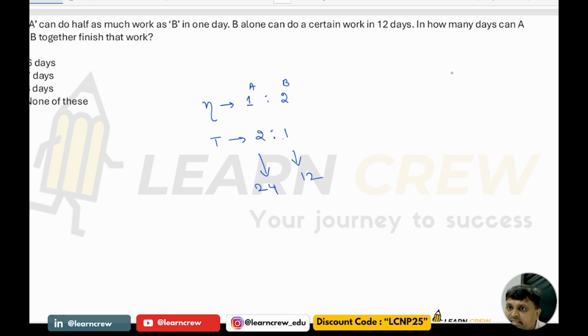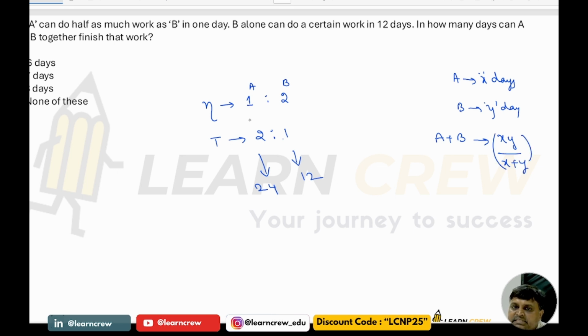Now in how many days A and B together can finish a work? Now I am giving a shortcut. See, A is doing a work in X time and B is doing a work in Y time. Then both together A and B can complete the work in XY divided by X plus Y. Directly you can apply.